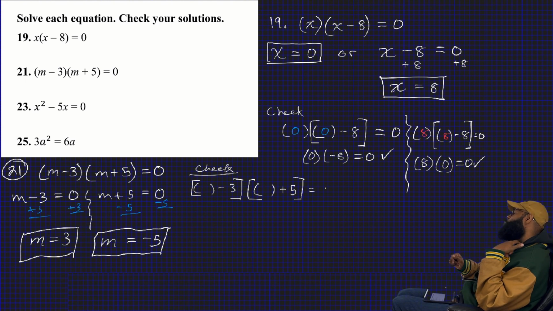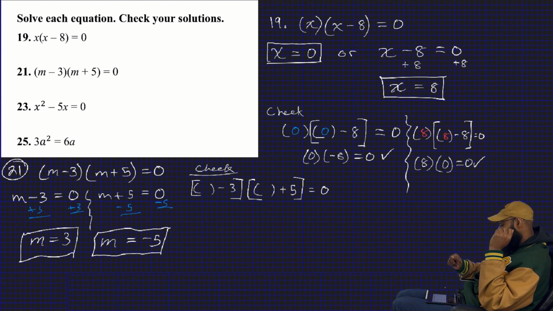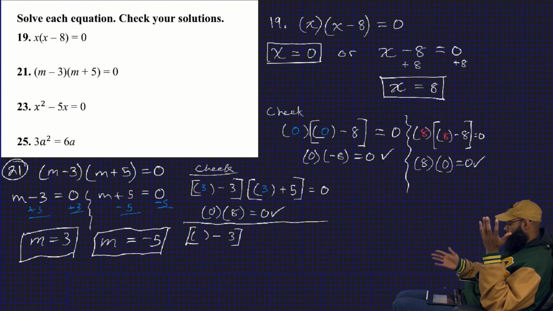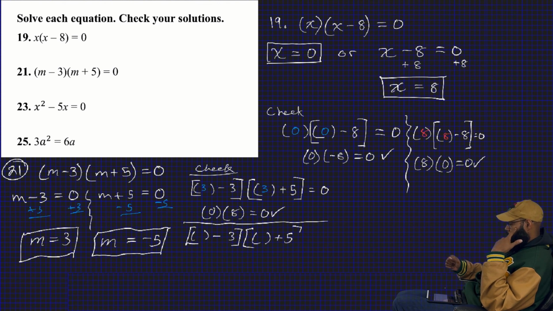So, bracket, parentheses open, parentheses close, minus 3, bracket close, bracket open, parentheses close, plus 5, bracket close equals 0. That's me reading it. Fill in the parentheses. So 3 goes inside. Of course, there it is. 3 minus 3 is 0. 0 times anything is 0. So 0 times 8. And of course, what about my other value? Well, plug it in.